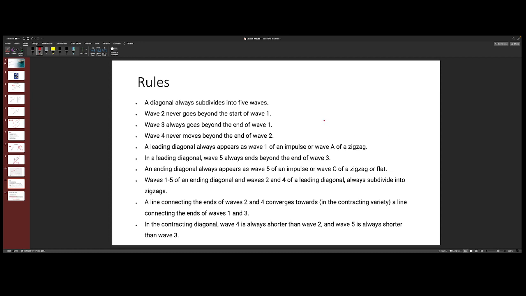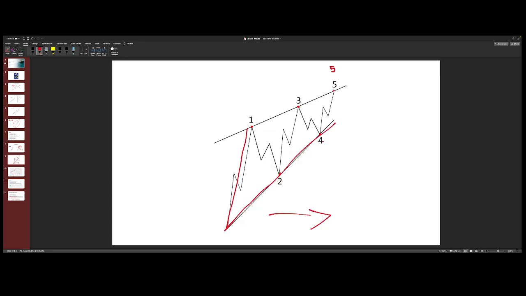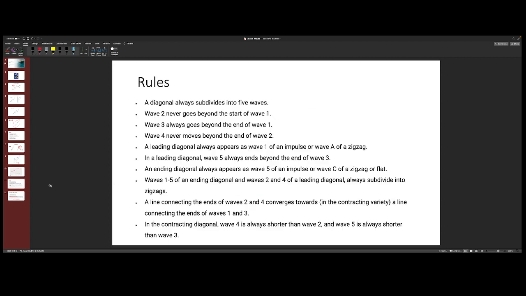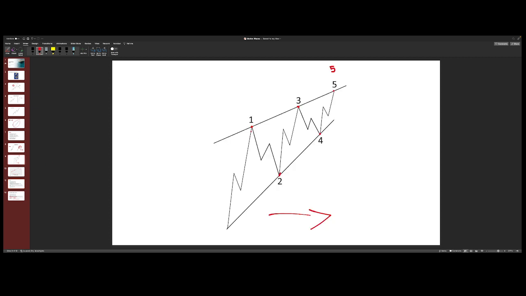Here are the rules for an ending diagonal, which are way more common. Take a snapshot, write these notes down, pause the video, and try to get these memorized so you can recognize an ending diagonal quickly. So let's go over the rules. An ending diagonal always subdivides into 5 waves: 1, 2, 3, 4, 5.